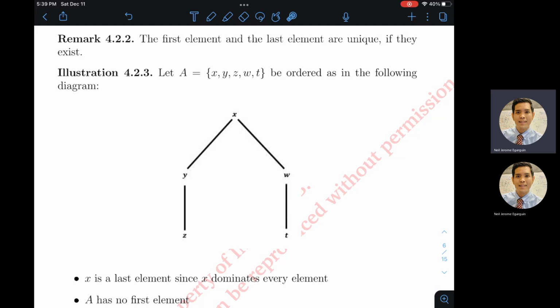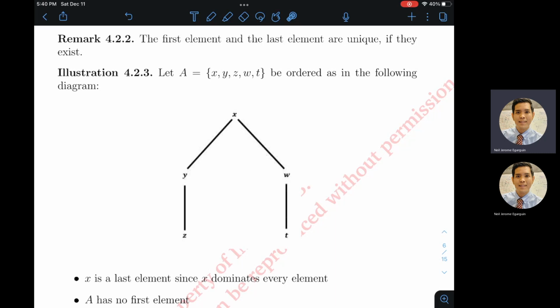Now again, for it to be the first element, it should precede all elements of our poset, all right? Now Z precedes Y, and Z precedes X by transitivity, all right? However, Z doesn't precede W, nor does Z precede T. At dahil doon, si Z, hindi siya pwedeng maging first element kasi hindi niya piniproceed si W, hindi niya piniproceed si T. Ang requirement ng definition to become the first element is that this will precede all other elements of the poset, right? So that means Z will not be the first element, right?